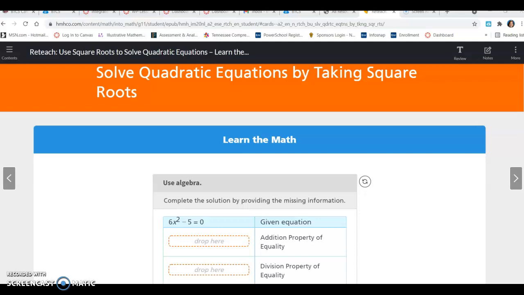Hey guys, today we're looking at section 2.1. So if you go to your textbook, your online textbook, you can follow along and you will now be in module 2, 2.1. So we're still in the first unit, but now we're in module 2, which is the second half of the unit. So today we're going to look at solving quadratic equations by taking the square roots.